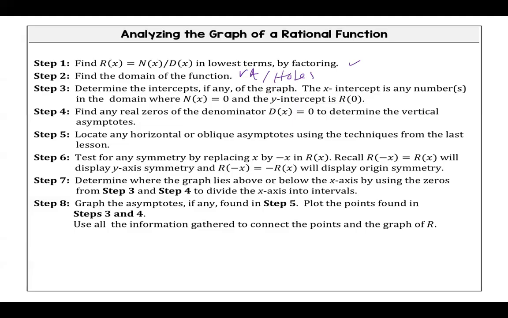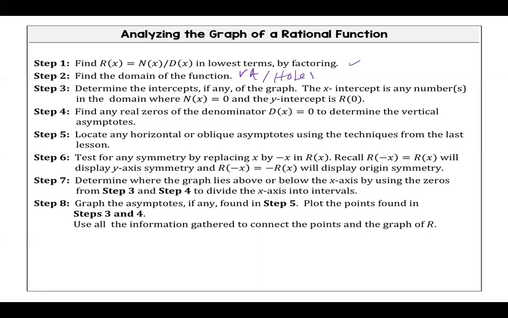Next, you're going to determine your intercepts, if any, of the graph. Remember, your x-intercepts come from your numerator equaling 0, and your y-intercept is if I plug in 0 for all of my variables, what am I left with, right? Okay. You're going to find any real zeros of your denominator. Those real zeros are going to be your vertical asymptotes. Then we're going to locate any horizontal or oblique asymptotes by paying attention to the degrees of our numerator and denominator.